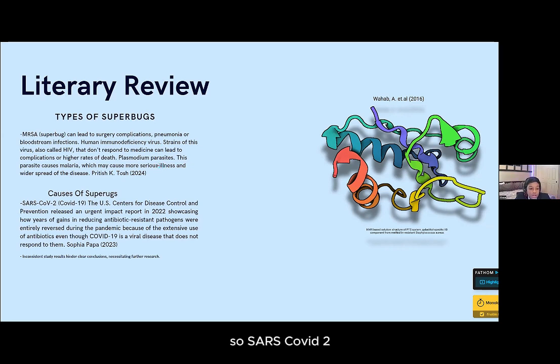Some causes of superbugs: SARS-CoV-2, also called COVID-19. In an impact report of 2022, many people had panicked, as we all know. Many of us were online. When many people panicked, they got antibiotics to treat themselves for COVID, thinking they'd be okay. But COVID-19 isn't affected by antibiotics since it's a virus. This caused a massive outburst of antibiotic use throughout the US, and this research was done in 2023.